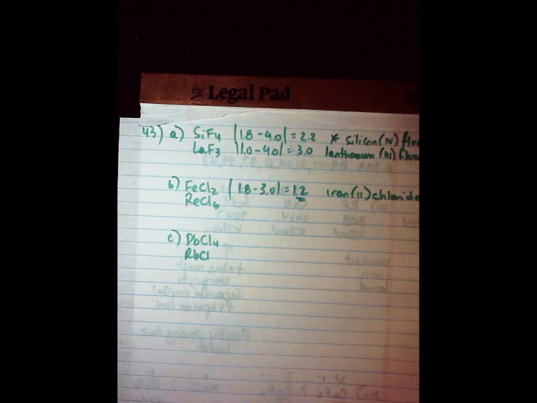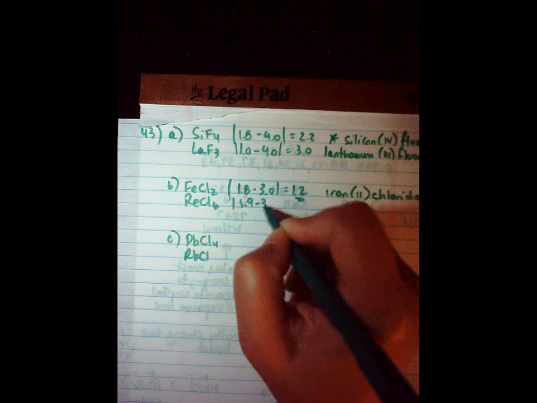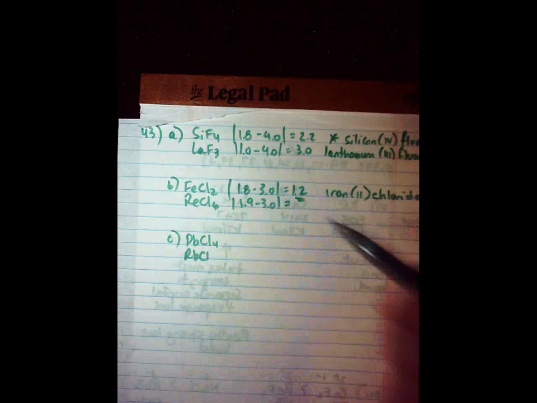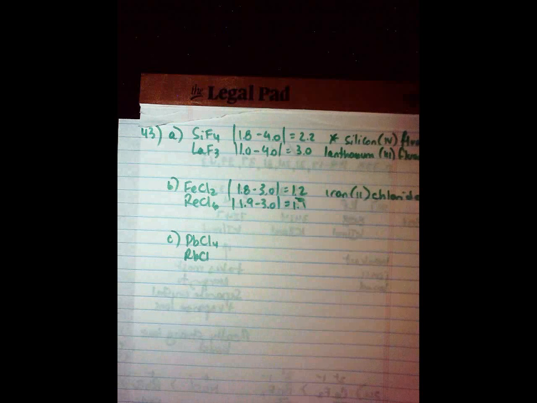All right, let's take a look at ReCl6. Where's Re? It's at the bottom. It's 1.9 minus 3.0. This is 1.1. Okay. But in this case, based on that in itself, you would use the naming rules for a molecular substance.